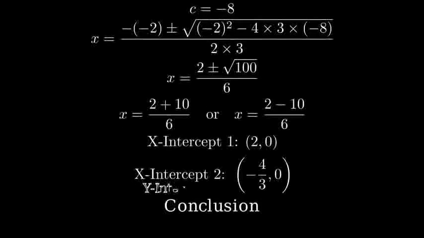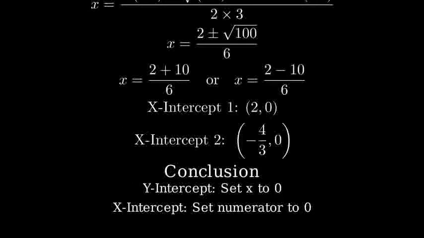In conclusion, we found the y-intercept by setting x to 0. And to find the x-intercepts, we set the numerator of the rational function to 0 and solve for x. Remember, the intercepts give key information about the graph of a function.